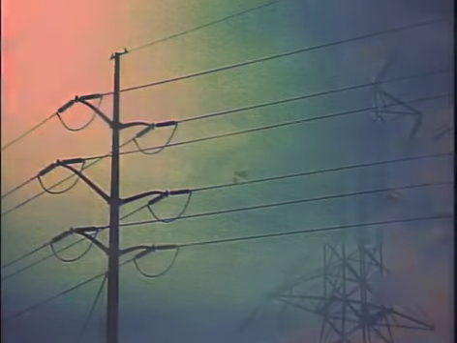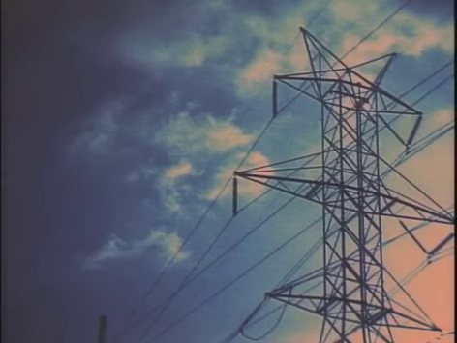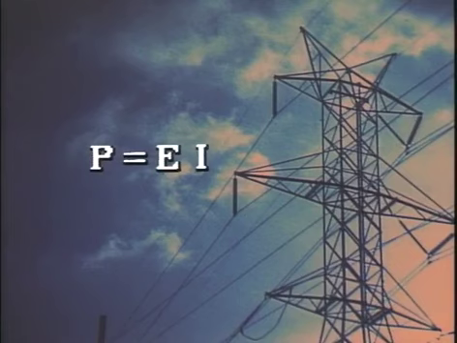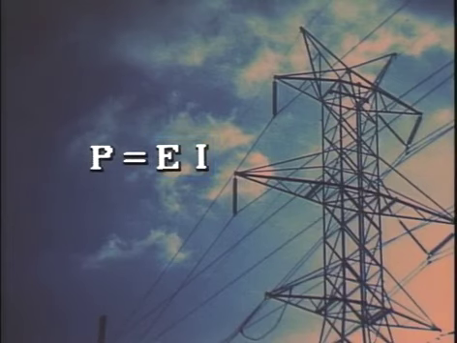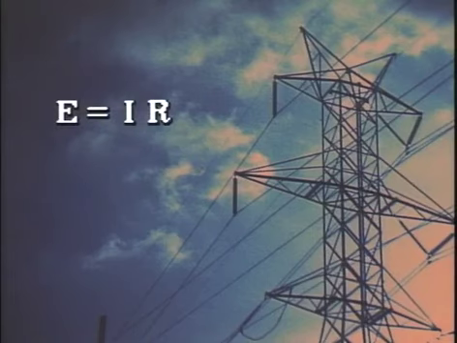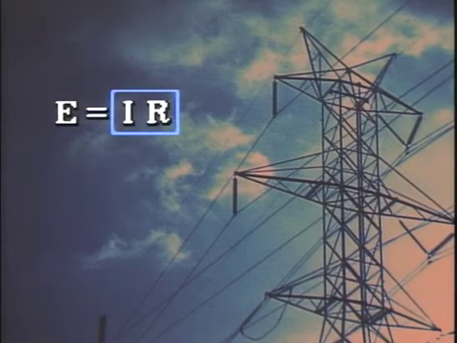Keep this in mind as we look at another equation that's used in electrical theory to determine the power in a circuit. The equation looks like this. Power, measured in watts, represented by P, is equal to voltage times current. Now, power can also be expressed by another equation.